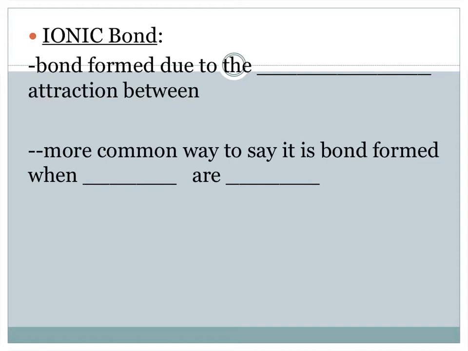Here's our definition for ionic bonds again. Fancy one. It's the bond formed due to the big word, electrostatic attraction between ions. What does this mean? Opposites attract. The more common way to define an ionic bond is to say it is the bond formed when electrons are what? Transferred. And we've said that definition many times.